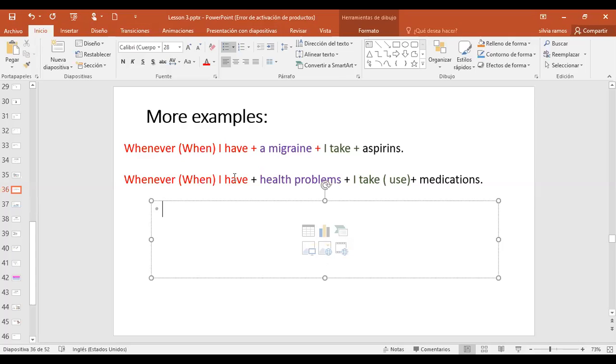Catherine, es que usted se desconectó, ¿verdad? Whenever I have a sore throat, I take loratadine. Okay, very good. Perfect. That's what we got. Let me check the spelling. Okay, very good. Loratadine.